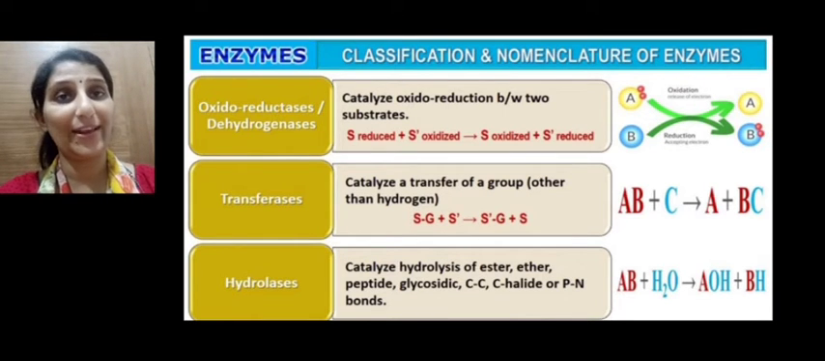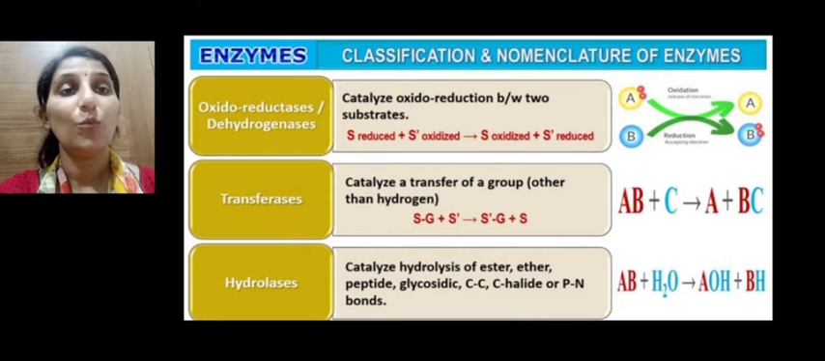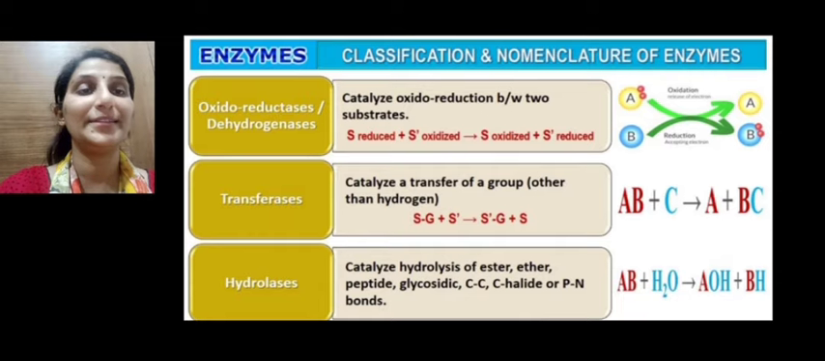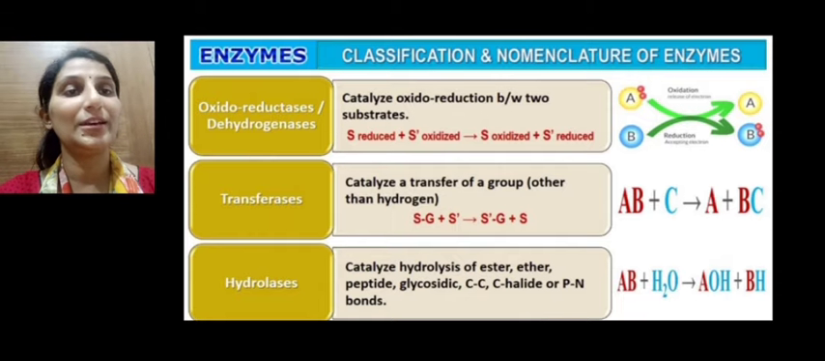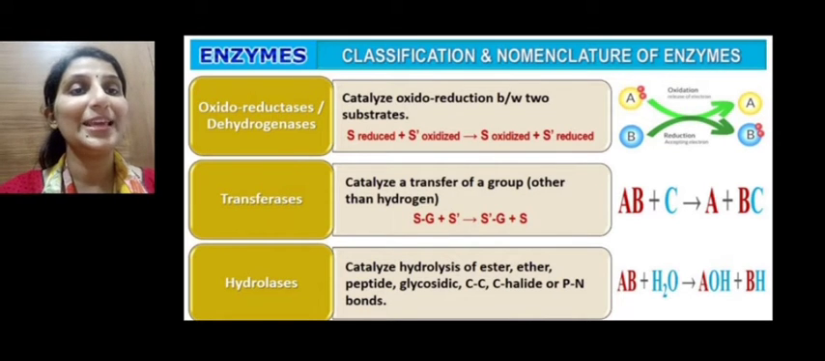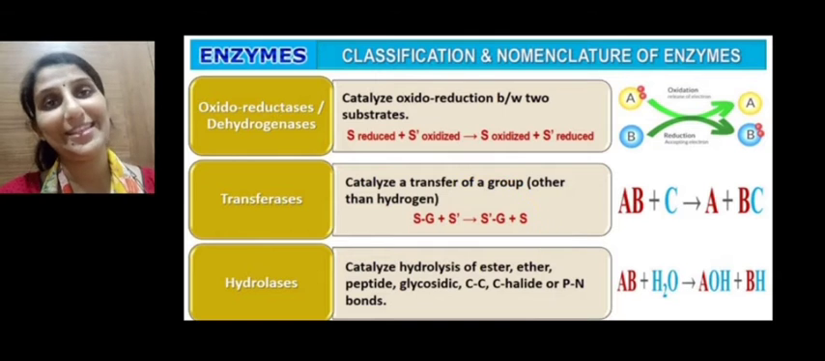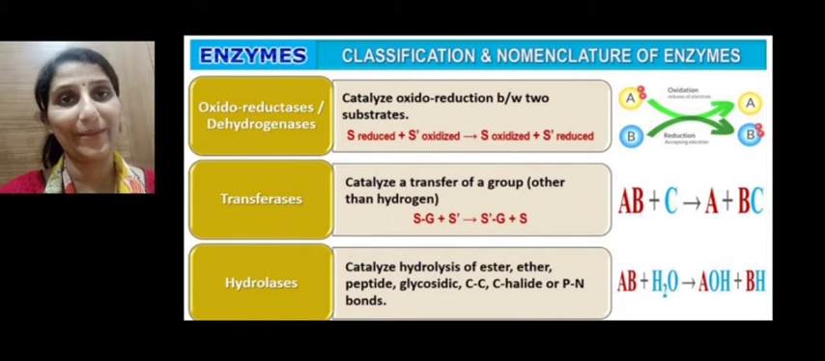So that's the function of the oxidoreductases, or dehydrogenases. Second is the transferases. As the name indicates, it catalyzes the transfer of a group. Which group? Any group other than a hydrogen. Here we can see S is bonded to G plus S dash. We can see G is transferred to S dash and S is set free. So this is called transferases.